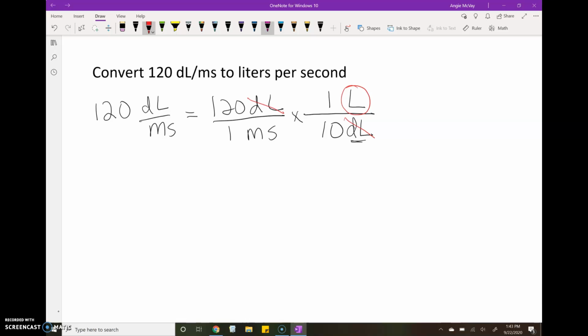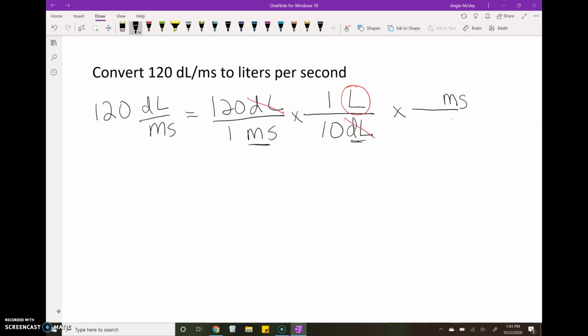Now the next step is that we want to get rid of the milliseconds. Milliseconds are here on the bottom of our original fraction. So to cancel them, we need to write them in the numerator of the value that we're multiplying by.